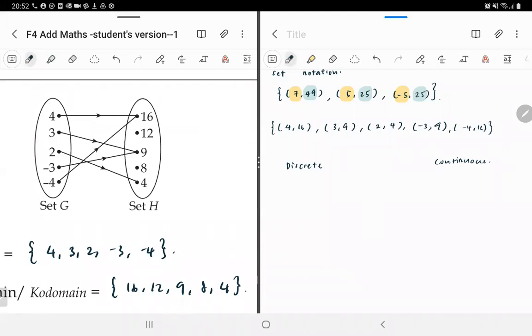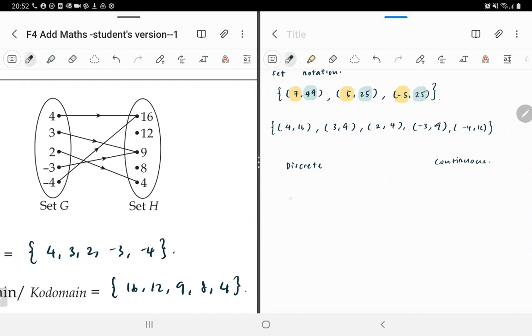There is no gray area in between. Like number of people, it's very clear-cut. One person, 2 people, 3, 4, 5 is very clear-cut. We don't have like 1.5 a person. So there's no gray area. Okay, that one is discrete.